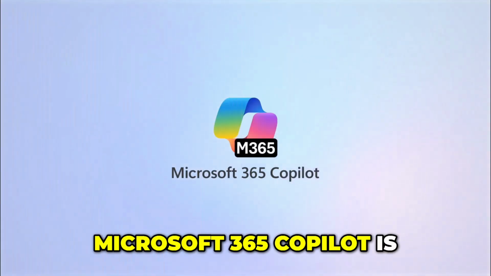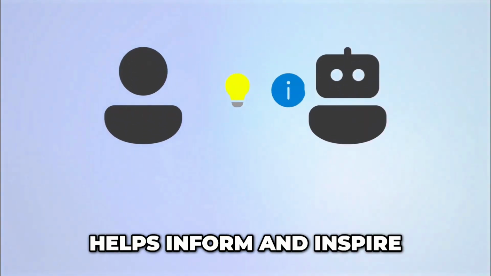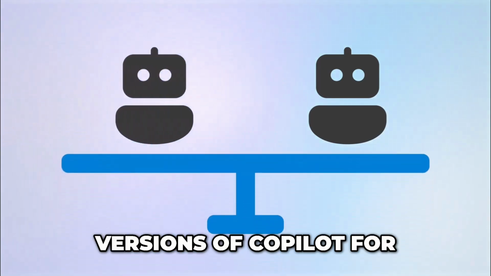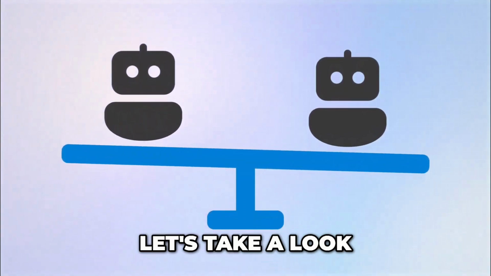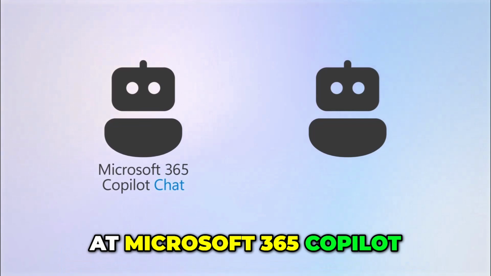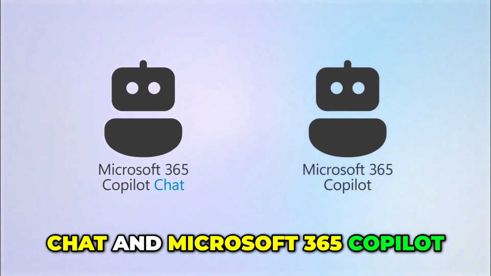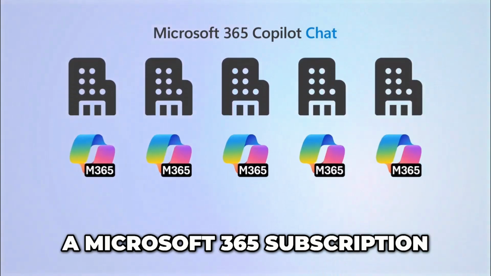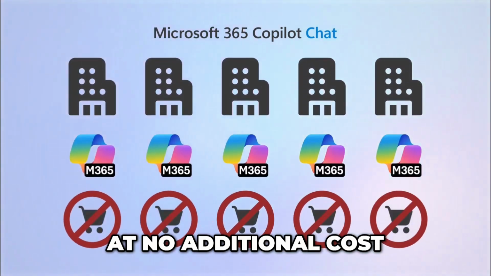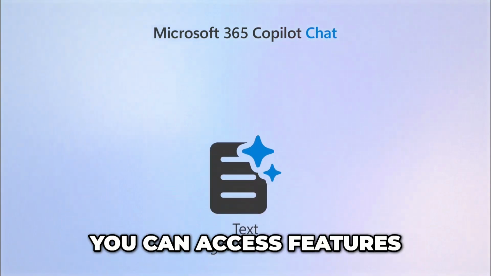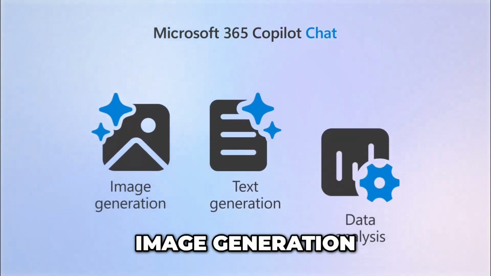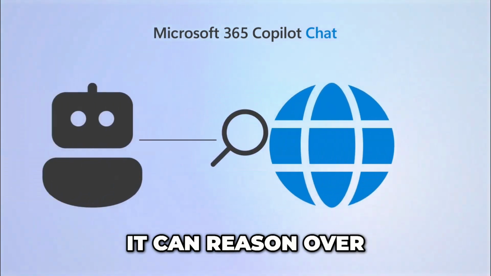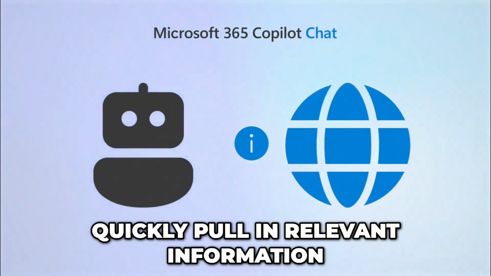Microsoft 365 Copilot is your AI companion that helps inform and inspire you with helpful advice, feedback, and answers. There are a few versions of Copilot for you to consider. Let's take a look at Microsoft 365 Copilot Chat and Microsoft 365 Copilot. Copilot Chat is available to businesses that have a Microsoft 365 subscription at no additional cost. With it, you can access features like text generation, image generation, and basic data analysis. Because it's grounded in the web, it can reason over the entire internet and quickly pull in relevant information.